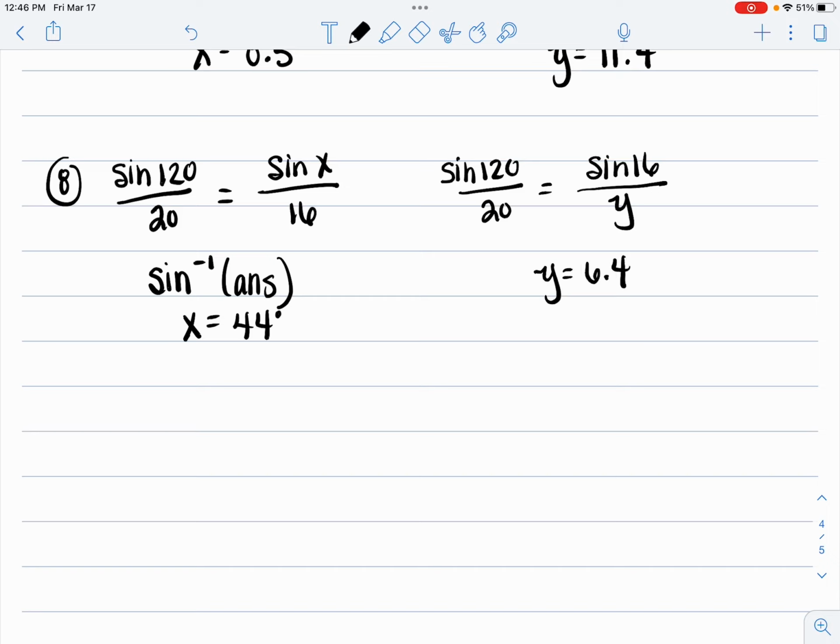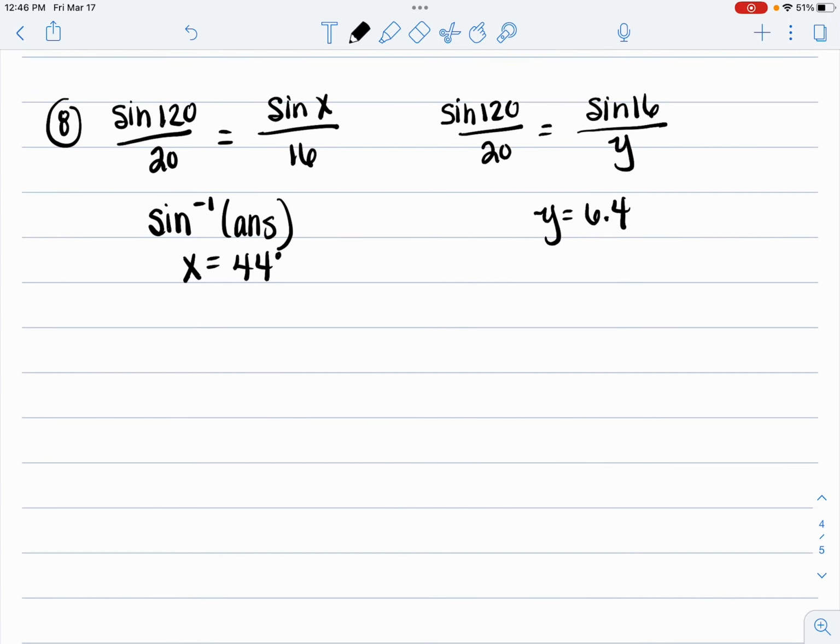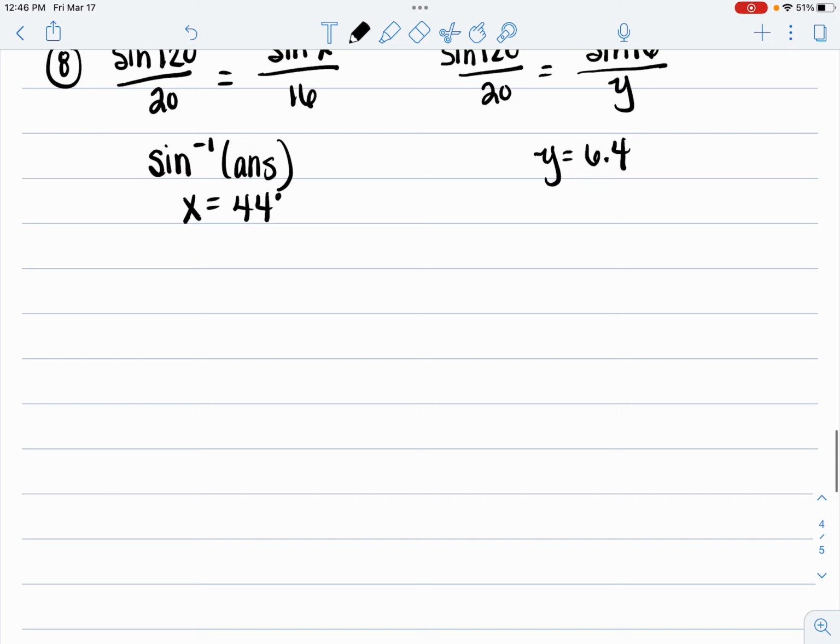And then the last one is just another one like 1, 2, 5, 7. So number 9 is the last one. Let's see if I can squeeze this one in before the bell rings. Here we go. 30 and 130 are across from each other. So the sine of 130 over 30. And then 12 is across from x. So it's going to be the sine of 12 over x.